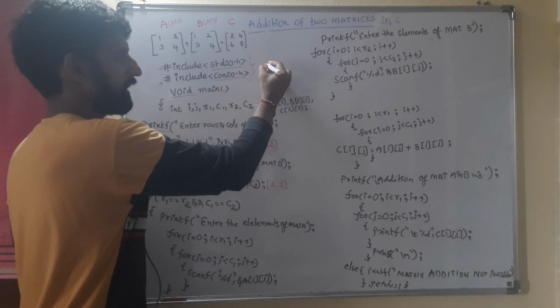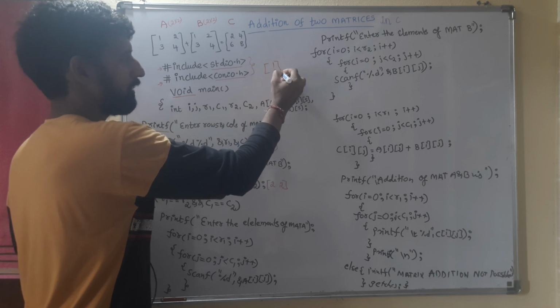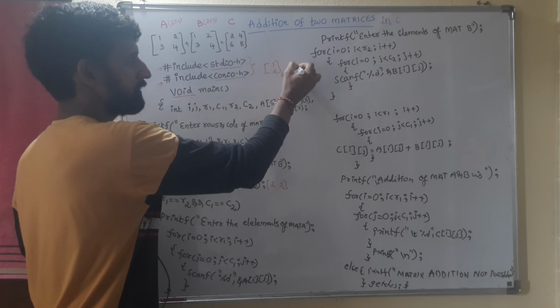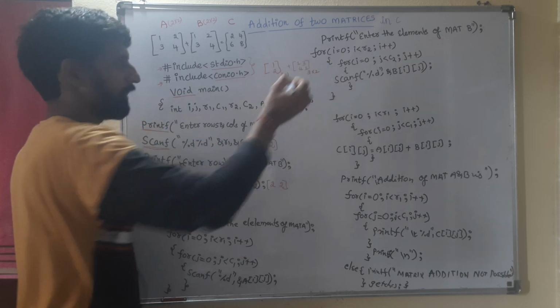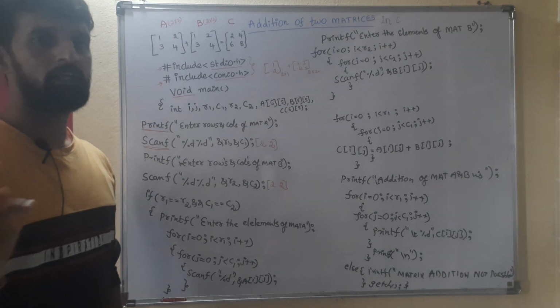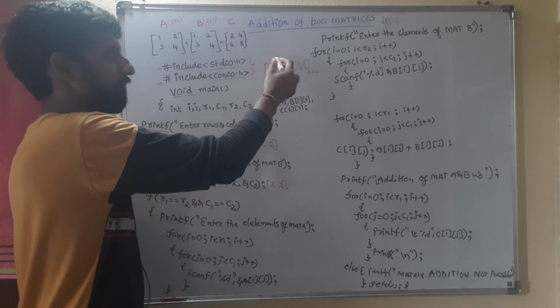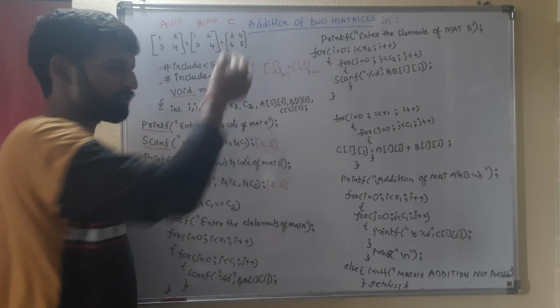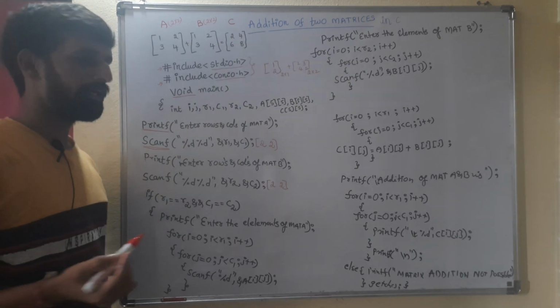Now let me take one example, 1, 2. In this the number of rows is 2 and columns is 1. Let me take one more. Suppose we take 2, 3, 4, 5. Then the number of rows and columns is 2 by 2. Now in this case the matrix addition is not possible, because the number of rows in the first matrix must be equal to the number of rows in the second matrix, and the number of columns in the first matrix must be equal to the number of columns in the second matrix.